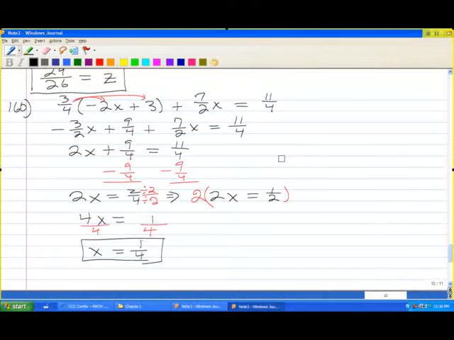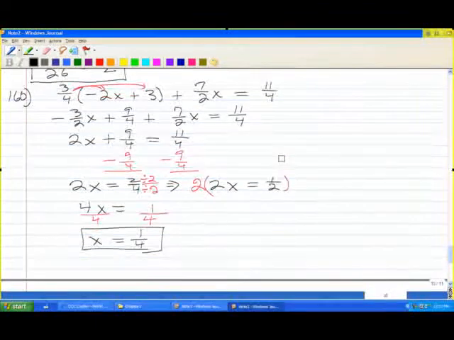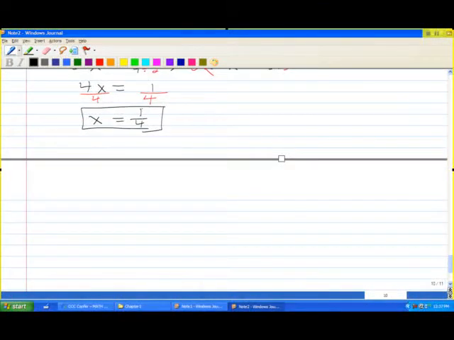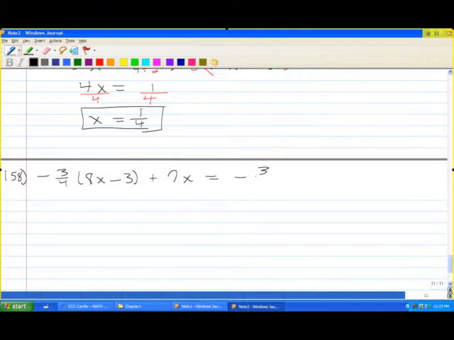Another way to do this, well, let's do another problem, but I'll show you another way of doing this. Say problem number 158. Negative 3/4 times (8x minus 3) plus 7x equals negative 3/4.